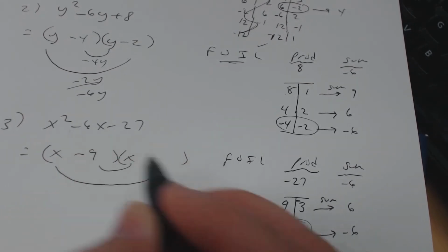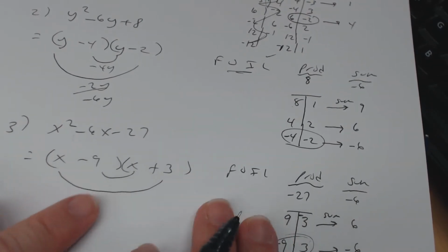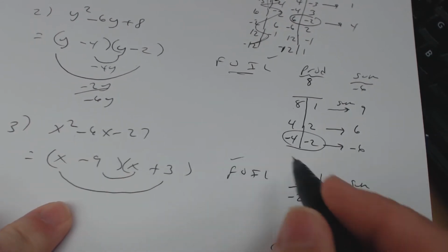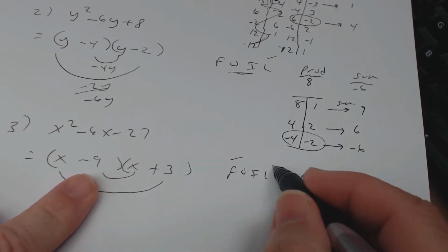So I'm going to say x minus 9 times x plus 3. And again, FOIL it out. Check it out first before you go on. X times x is x squared, so that takes care of that. Negative 9 times a positive 3 is a negative 27, so that takes care of L.